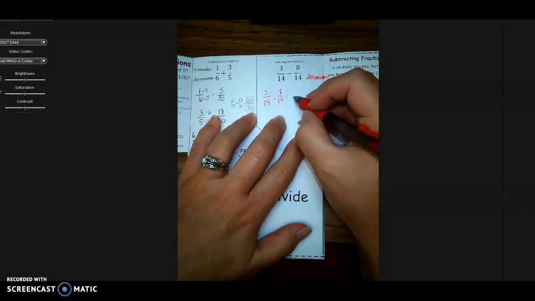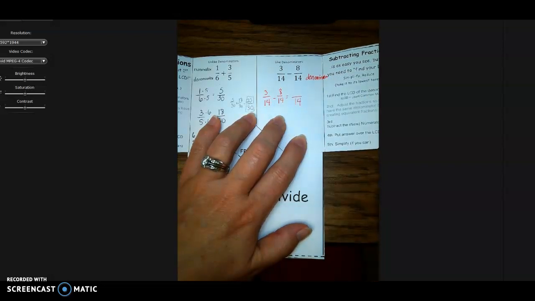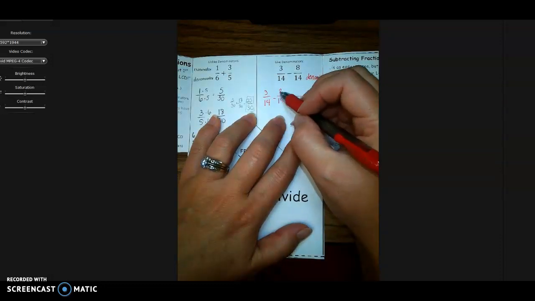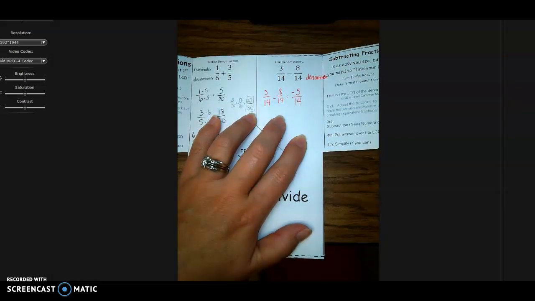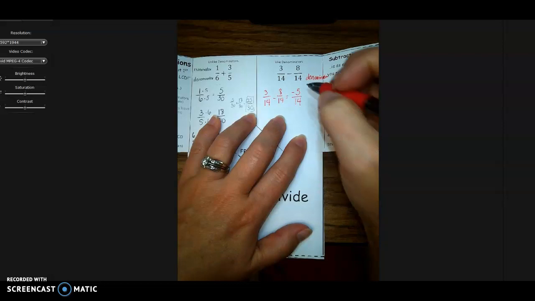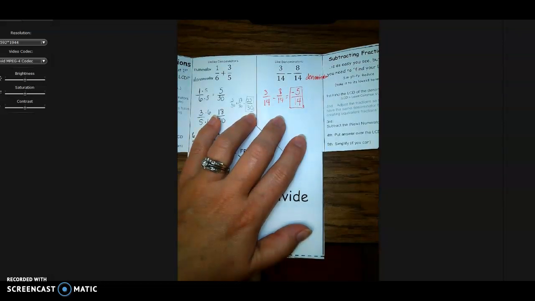So I keep my 14s because that is the size of the pieces. They are one whole that is cut into 14 pieces. So 3 minus 8 is going to give me a -5. So my answer is -5/14.